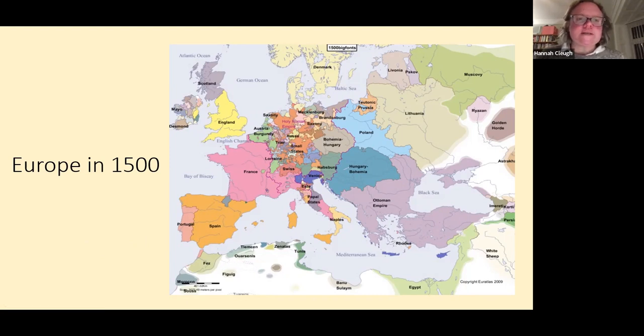So what does the religious landscape of Europe look like? Western Europe was basically Catholic. It basically owed its religious allegiance to the Pope, who was, as we can see from that map, both a spiritual ruler and also a political player in the dynastic and geopolitics of Europe.